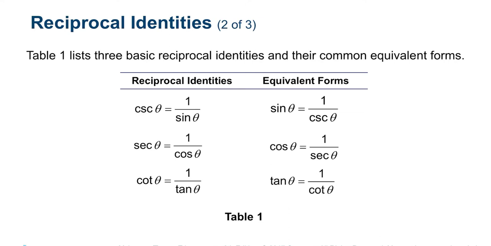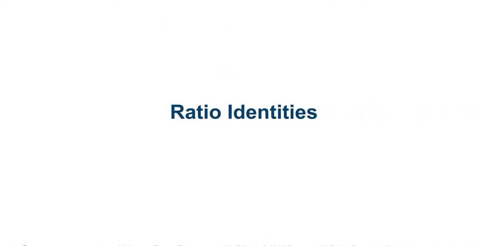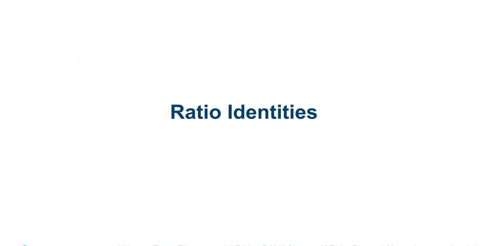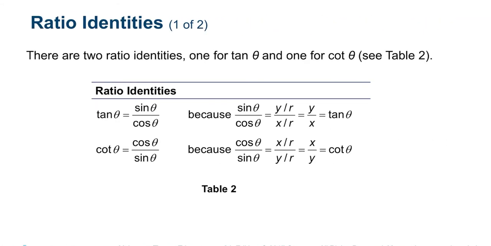So these identities come in handy sometimes when we're trying to verify identities or just solve different problems, as you will see. So those are called the reciprocal identities, or the basic reciprocal identities, and there are also ratio identities, which just means a ratio of two other trig functions.